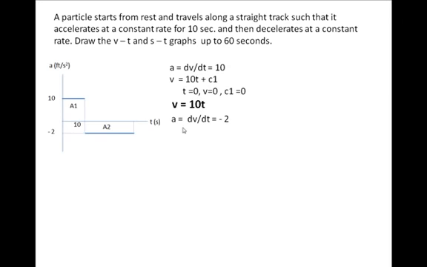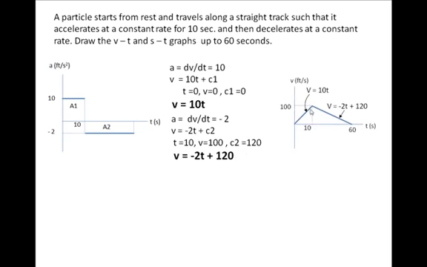For the next portion, a is minus 2. So I integrate it, I get minus 2t plus c2, and c2 I need to evaluate. See, at t equal to 10, v will be 100. So if I plug it in here, I'll get c2 as 120, and my equation for this interval from 10 onwards becomes minus 2t plus 120. So if I plot these two, I get something like this. Up to 10 it increases, then it decreases, and at 60 it so happens that it becomes 0. So this is my v-t graph.